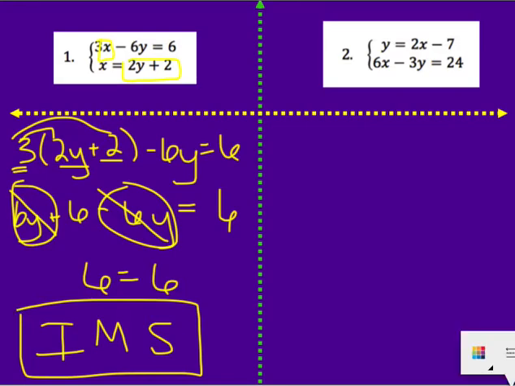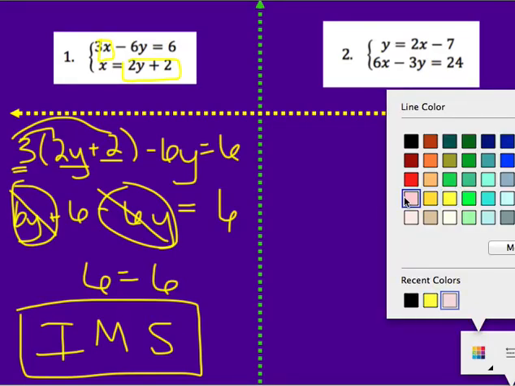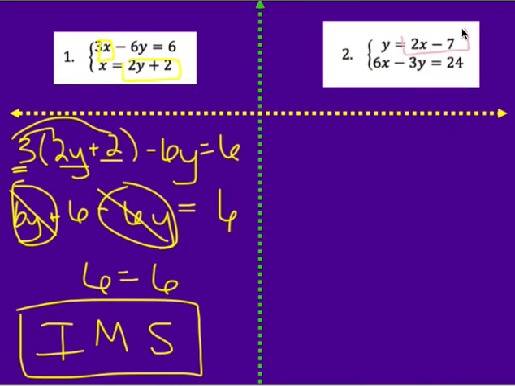Okay, let's take a look at number 2. For number 2, I see that y is equal to 2x minus 7. So where I see y in the second equation, I'm going to substitute that out. So I have 6x minus 3, and now instead of the y, I'm going to put 2x minus 7, and that's going to be equal to 24. So let's go ahead and solve this algebraically.